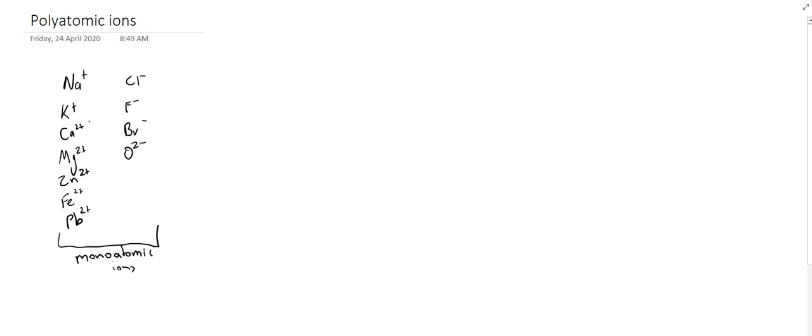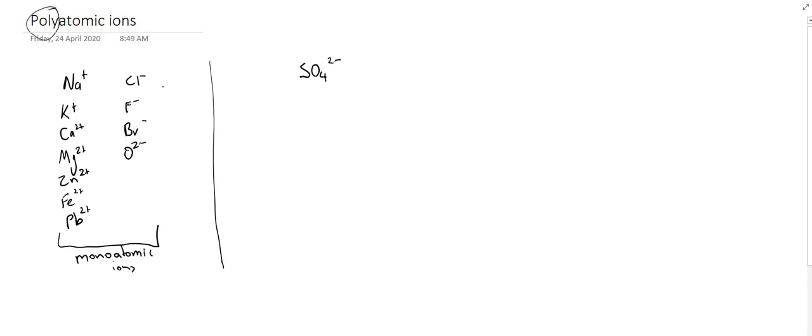There are, however, these other types of ions, and these other types of ions are called polyatomic. You can see in the title, polyatomic ions. Now poly means many, like polygon. So polyatomic means many atoms within an ion. So, for example, there is an ion called the sulfate ion, and the sulfate ion looks like this, SO4 2-.